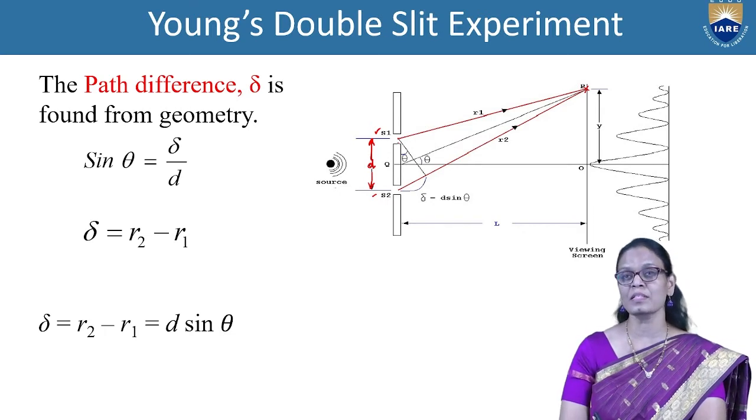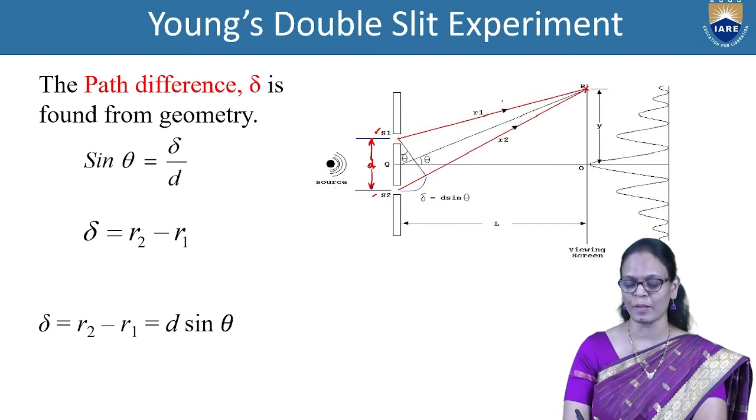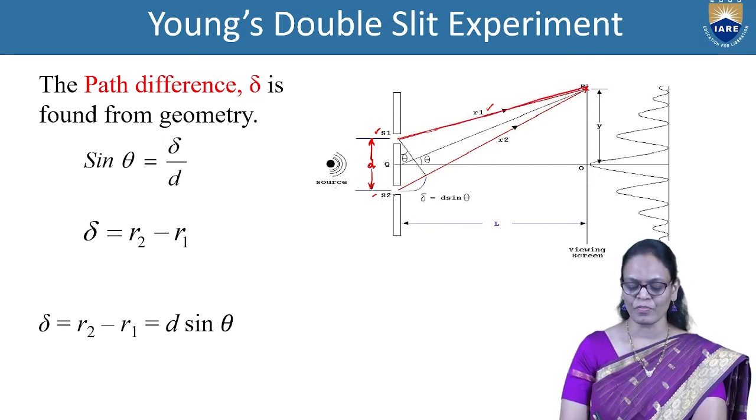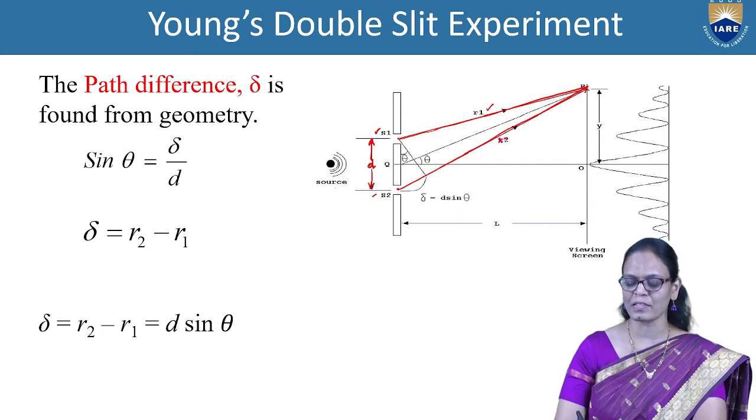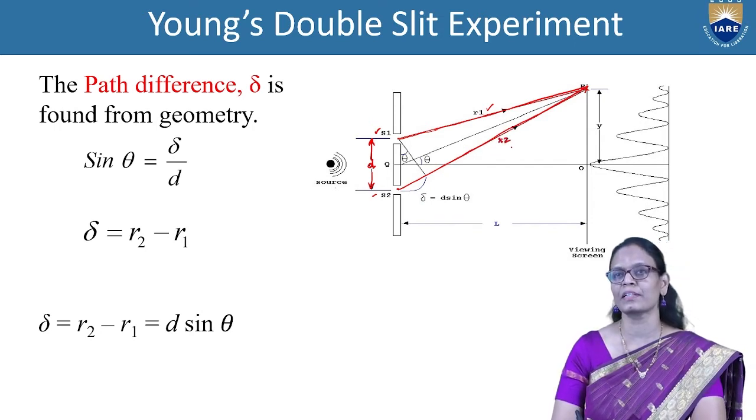Now the distance traveled by the wave coming from the point S1 is R1. So this is the distance traveled by the wave, the length of the path. Now from S2, whatever waves are coming, they are reaching the point P, and the distance traveled is R2. The length of the path here is R2. R1 and R2.